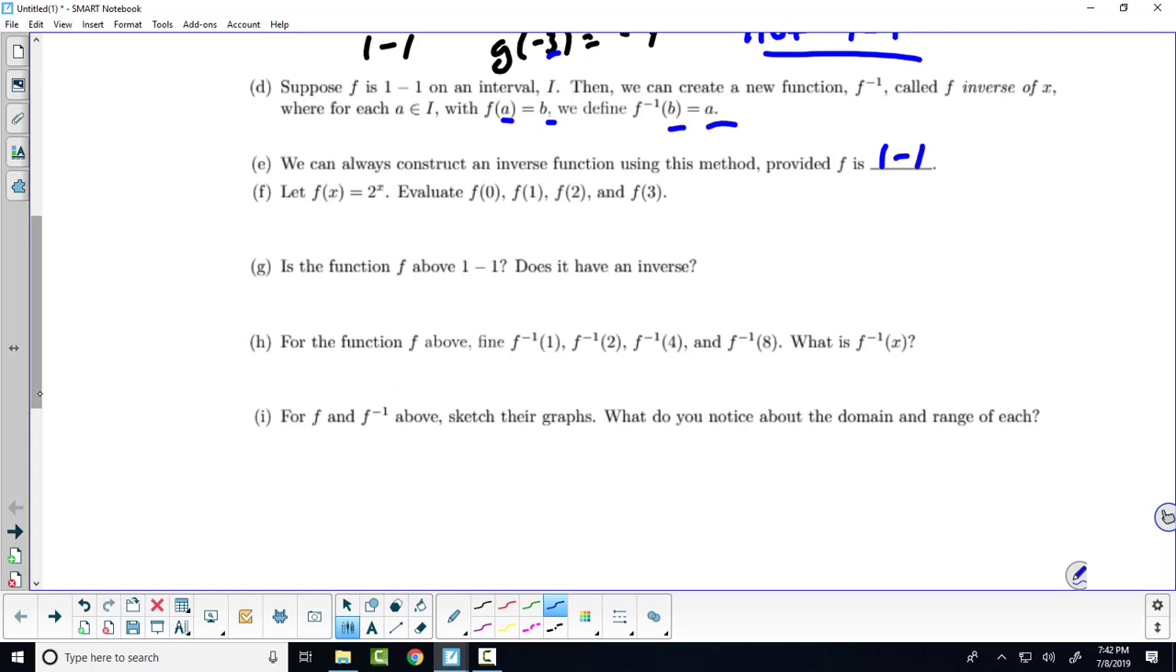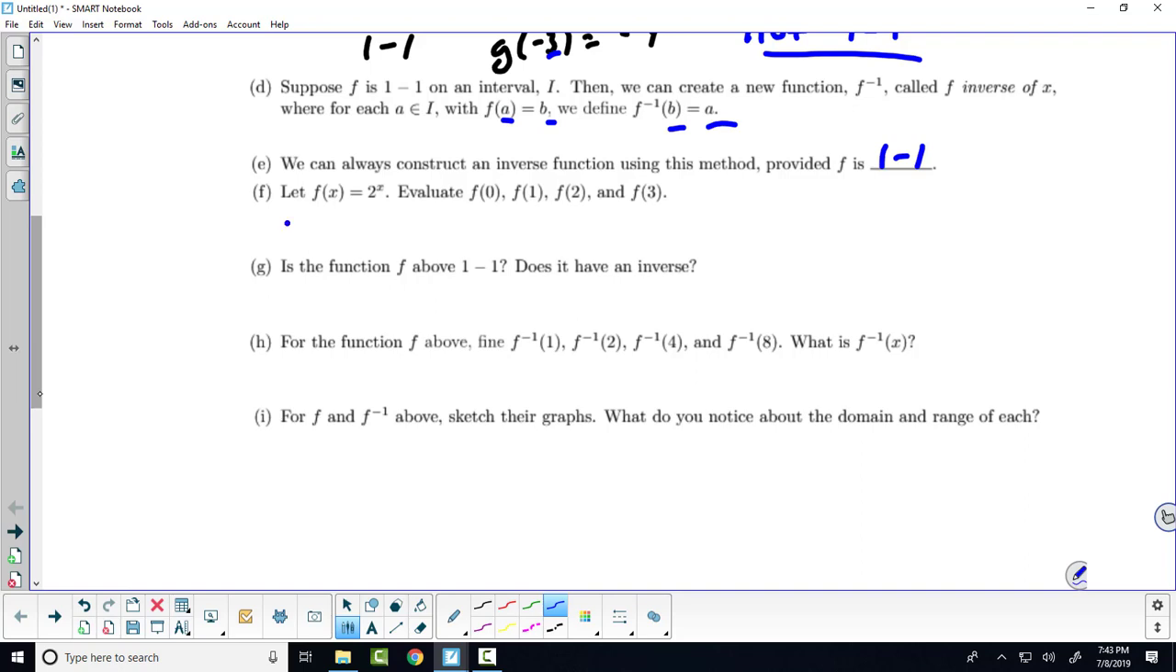Okay. So let's take this function right here, 2 to the x. Is that a 1-to-1 function? Put its graph in your head. 2 to the x, what does it look like? Exponential function, right? It's 1-to-1. So it's a 1-to-1 function.